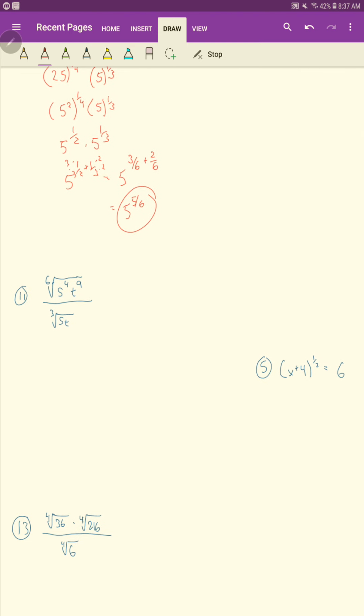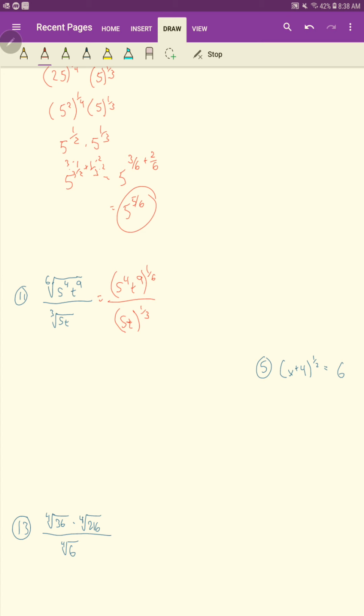All right, number 11. Number 11 has the same directions as number 7. We're going to first rewrite using a rational exponent, and then we will simplify. Again, I have a 6th root and a cube root here, so that's going to become 1/6 as the exponent, and then 1/3 as an exponent there.